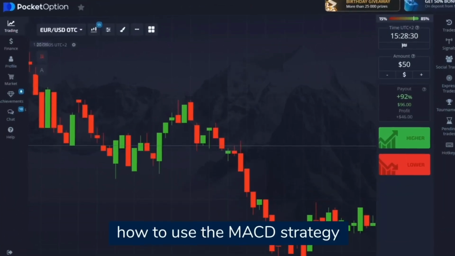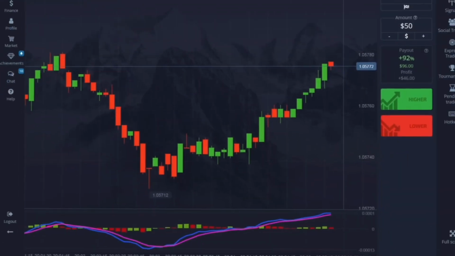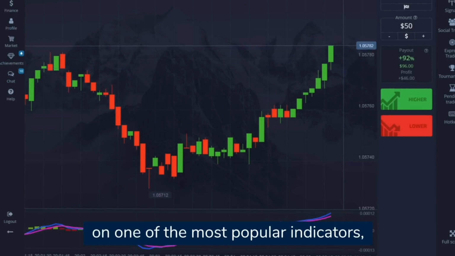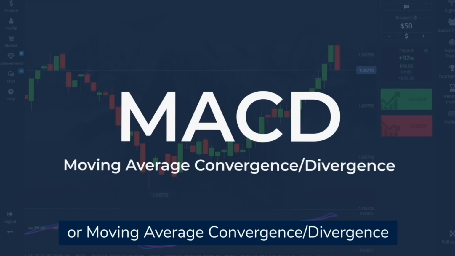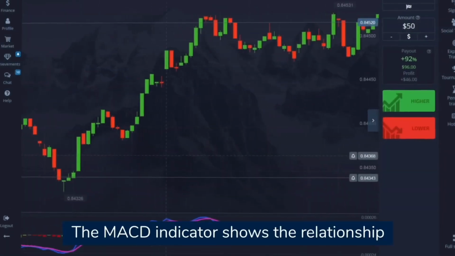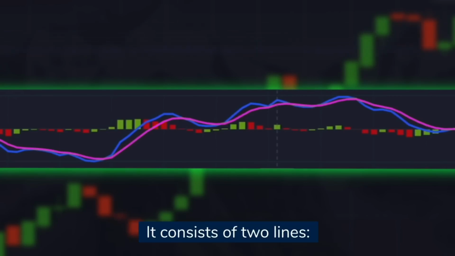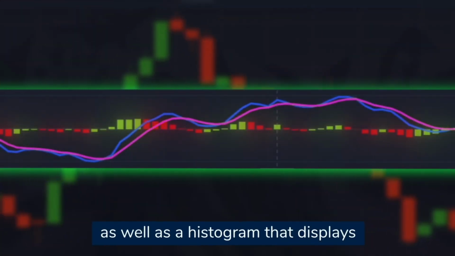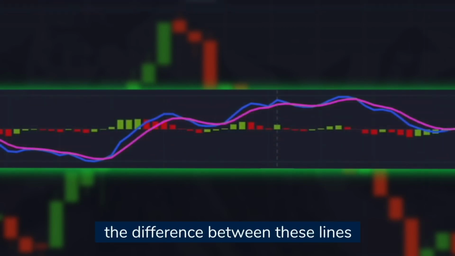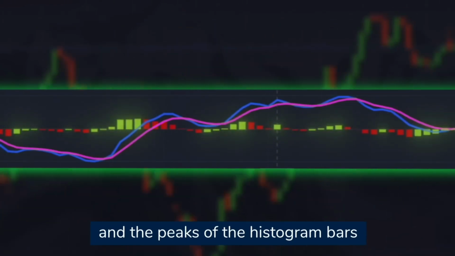Today, we'll show you how to use the MACD strategy for quick trades starting at 5 seconds. This strategy is based on one of the most popular indicators, the MACD, or Moving Average Convergence Divergence. The MACD indicator shows the relationship between two moving averages of the asset price. It consists of two lines, the MACD line and the signal line, as well as a histogram that displays the difference between these lines.